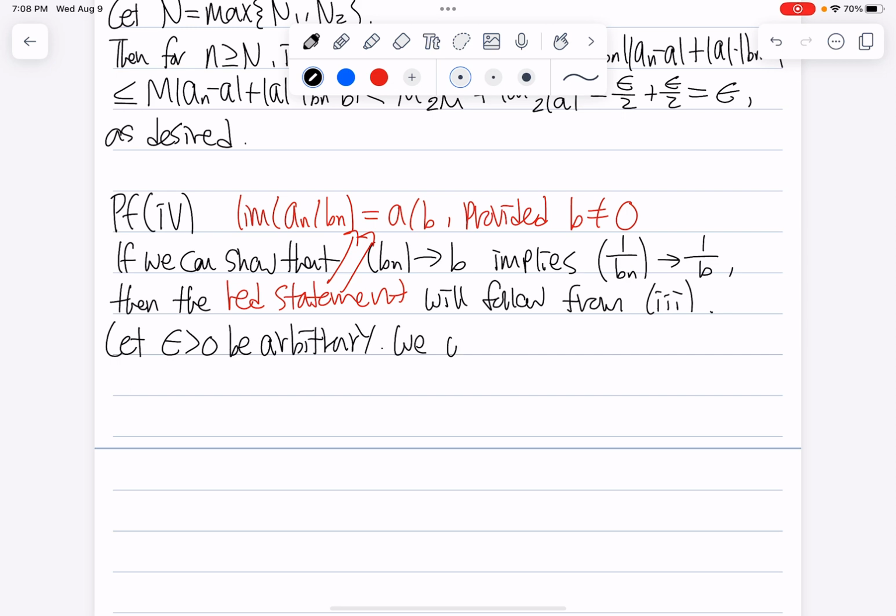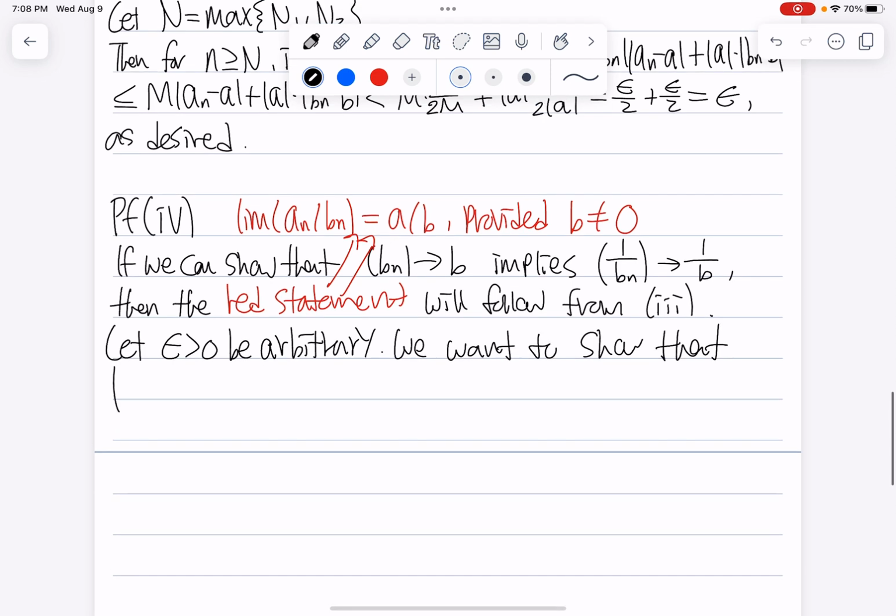We want to show that the absolute value of 1 over bn minus 1 over b is something less than epsilon. We want to show this, and this was the pattern for all of the other proofs we had above. So we'll start with this. Observe that this absolute value is equal to |b minus bn| over |bn times b|. Well, this is the same thing as the absolute value of bn minus b divided by the absolute value of b times the absolute value of bn.